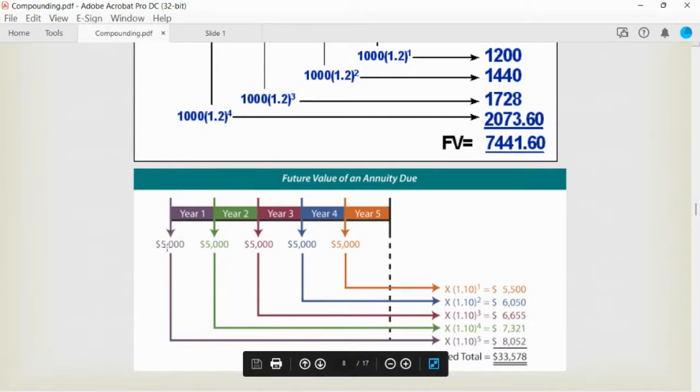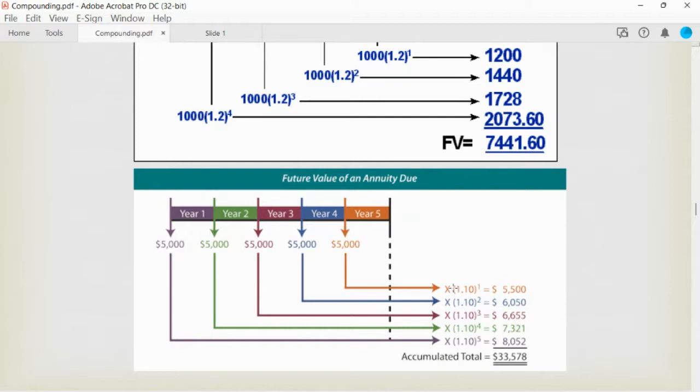But then think about it. The first deposit is made at time zero, and it's going to earn interest 5 times compounded. 5 times, because it's 1, 2, 3, 4, 5. The second deposit will earn interest 4 times compounded. Third deposit, 3 times. Fourth deposit, 2 times. Even the last deposit will earn interest once. Okay? So think about it.